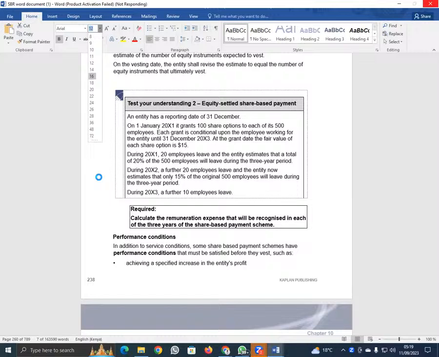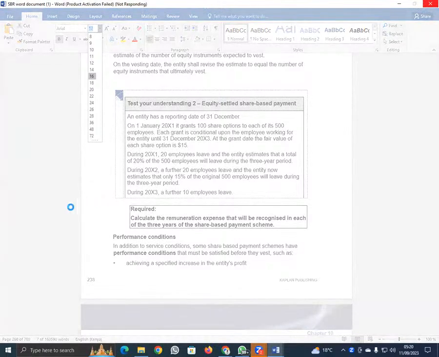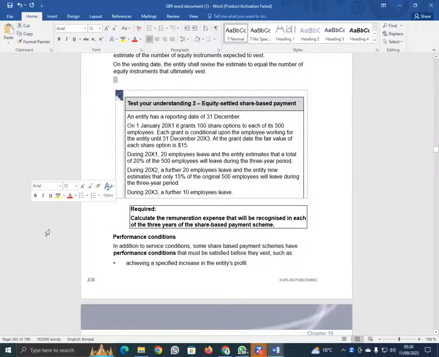Ladies and gentlemen, the first thing you need to recognize is what promise we have given these people. We haven't told them that when the share price increases, we're going to give them cash. We have told them that we shall give them 100 share options. We are going to give them equity instruments. It grants 100 share options to each of its 500 employees. So this is an equity settled share-based payment.